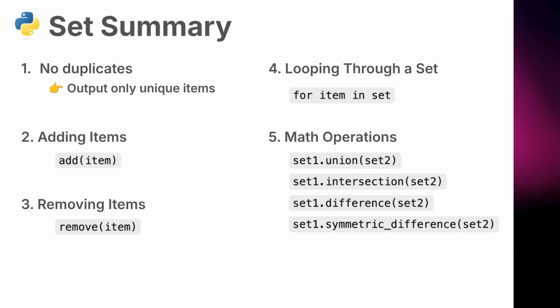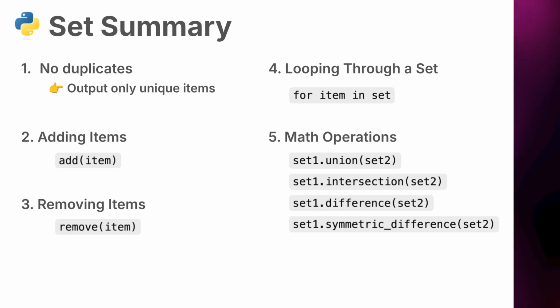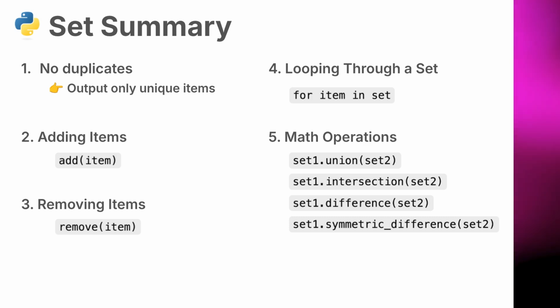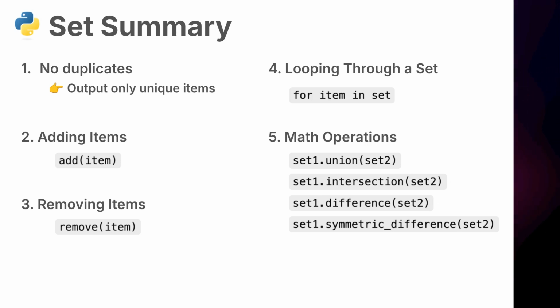5. Math operations. Union combines items from two sets, no duplicates. Intersection finds common items between sets. Difference finds items only in set 1 but not in set 2. Symmetric difference finds the unique items from both sets.